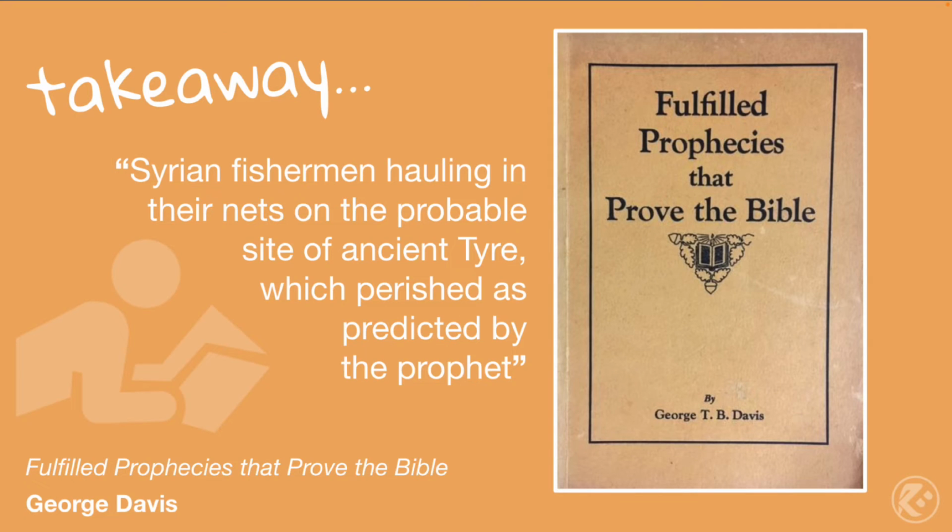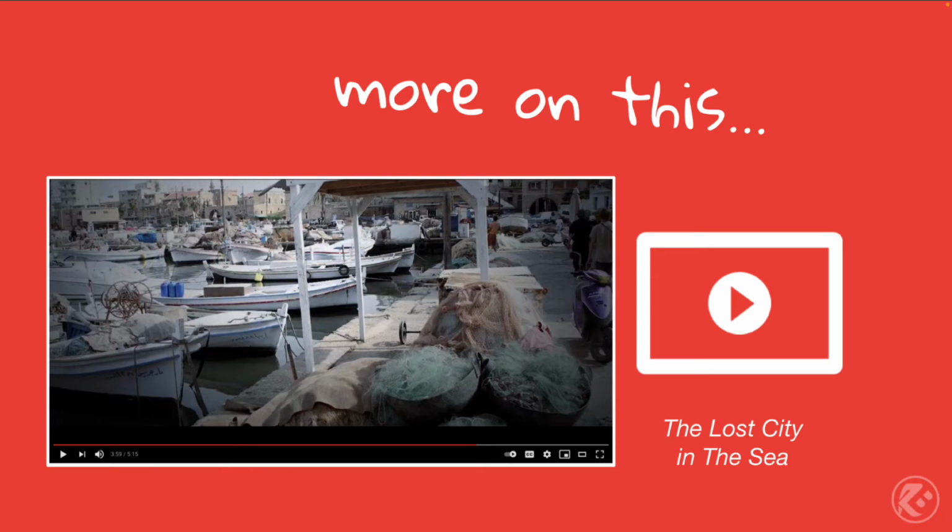Again, there's a book called Fulfilled Bible Prophecies That Prove the Bible by George Davis. I recommend this. He points out that Syrian fishermen hauled their nets at this place, just as the Bible predicted. There's also a video called The Lost City in the Sea that I recommend.